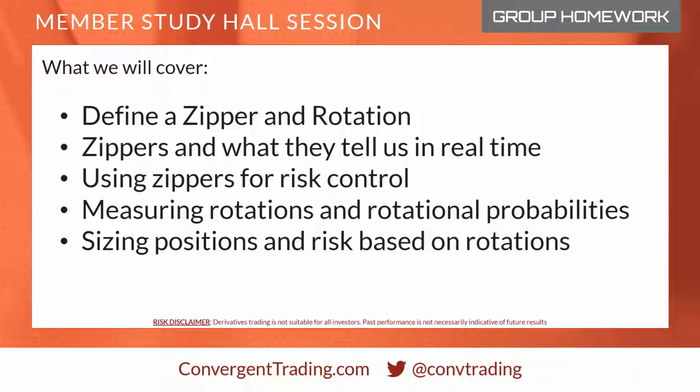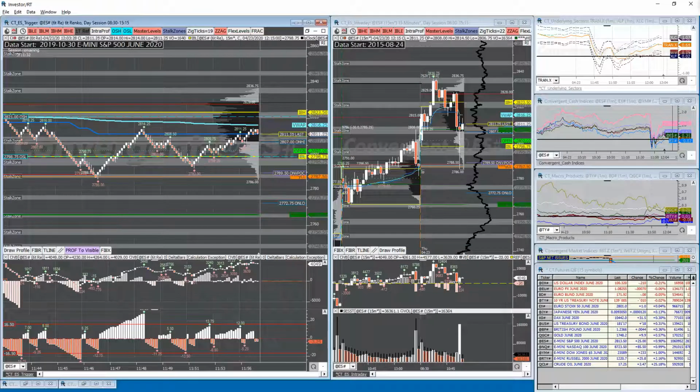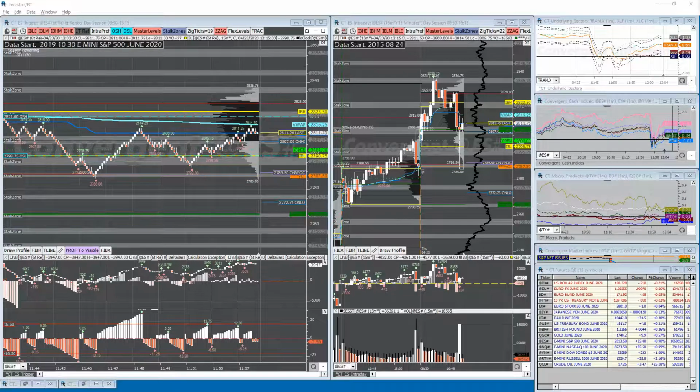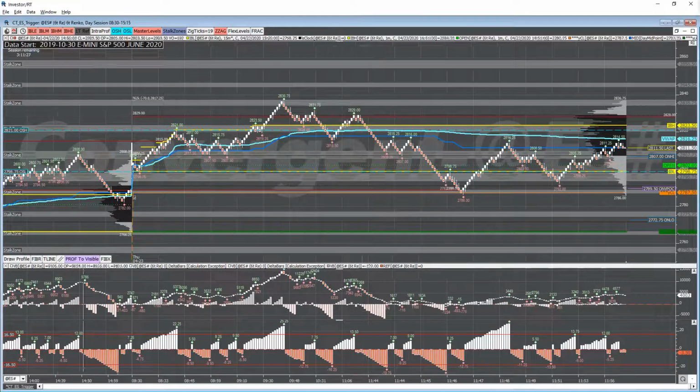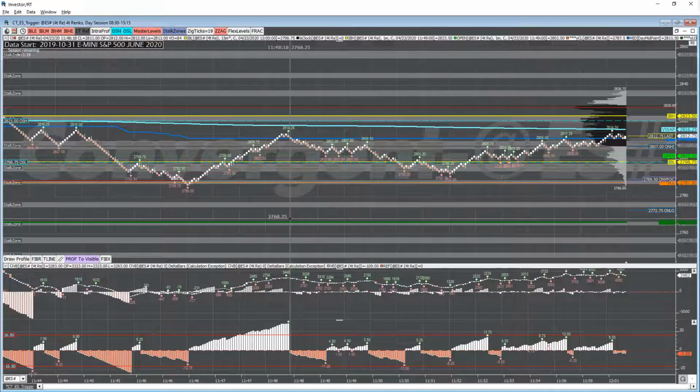So defining a zipper. A zipper is simply a consolidation. Let me pull my charts up here. The best way to see a zipper is in a short-term chart. In fact, I wanted to switch back to 4-tick Renkos so we can see it a little bit better. It'll take a minute to recalculate.